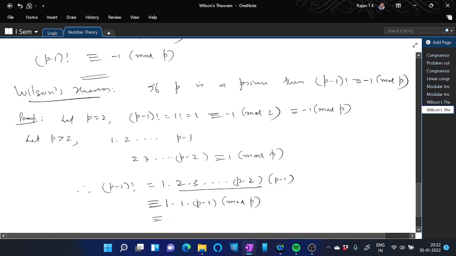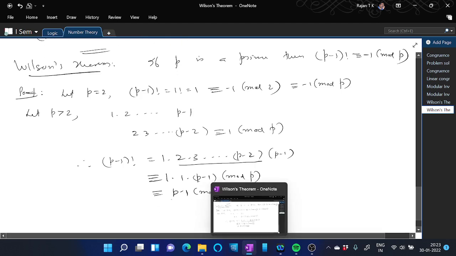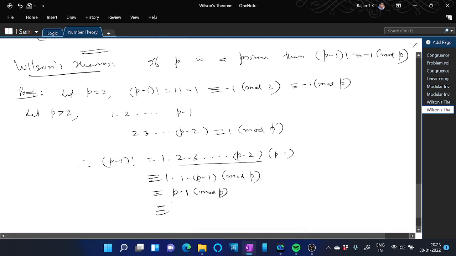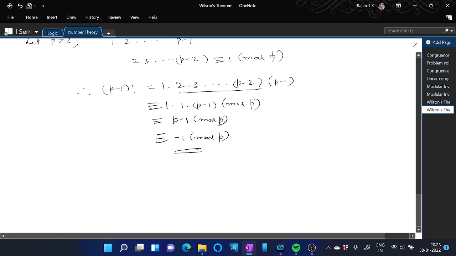That is congruent to p minus 1 mod p, which is the same as minus 1 mod p. So p minus 1 factorial is congruent to minus 1 mod p. This is Wilson's theorem. It says that if p is any prime number, then p minus 1 factorial is congruent to minus 1 mod p.